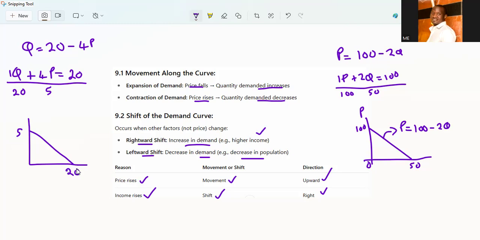So regardless of how the curve is, we should have in mind that our demand curve is always downsloping.